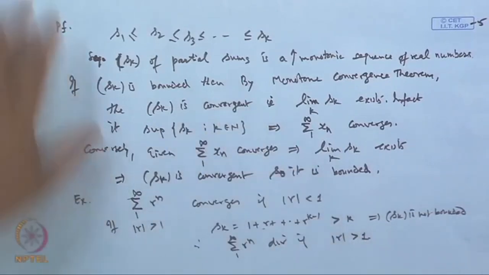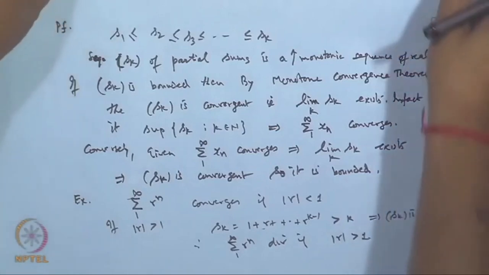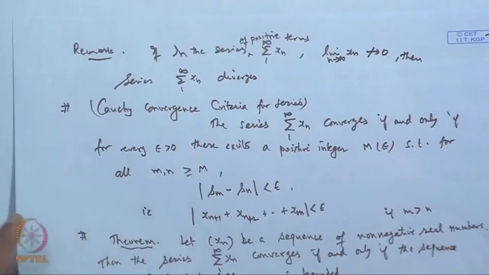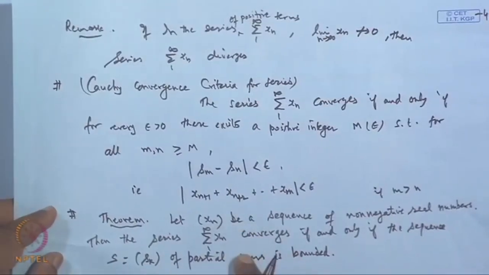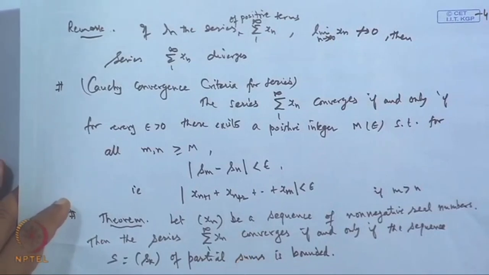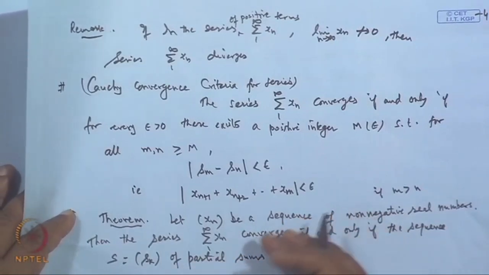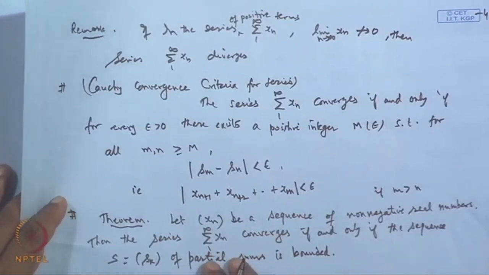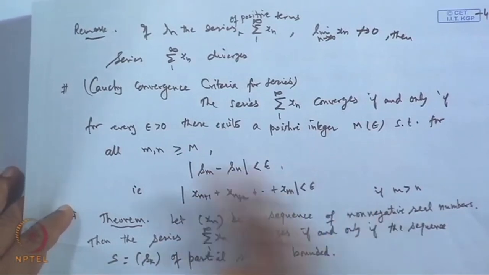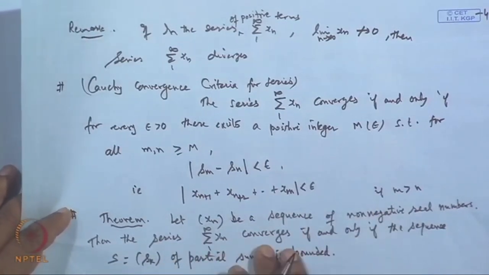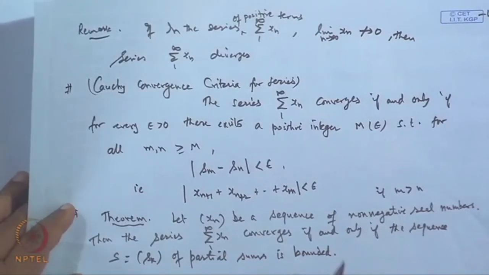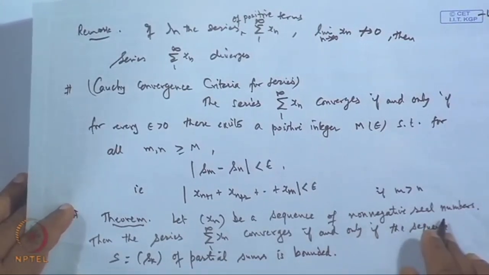Here we are taking one more thing: we are taking all the terms of the sequence to be non-negative. We cannot apply this result for a series whose terms are some positive, some negative. If all the terms are negative, we can take the minus sign outside and make all the terms positive. But if the series is alternately positive and negative, then of course this result is not helpful. This result is only valid when the terms of the series are all non-negative.